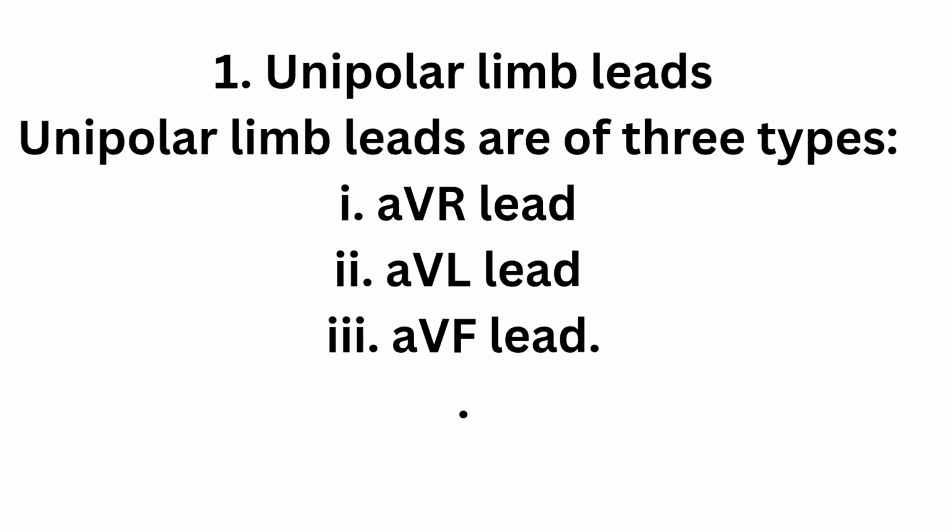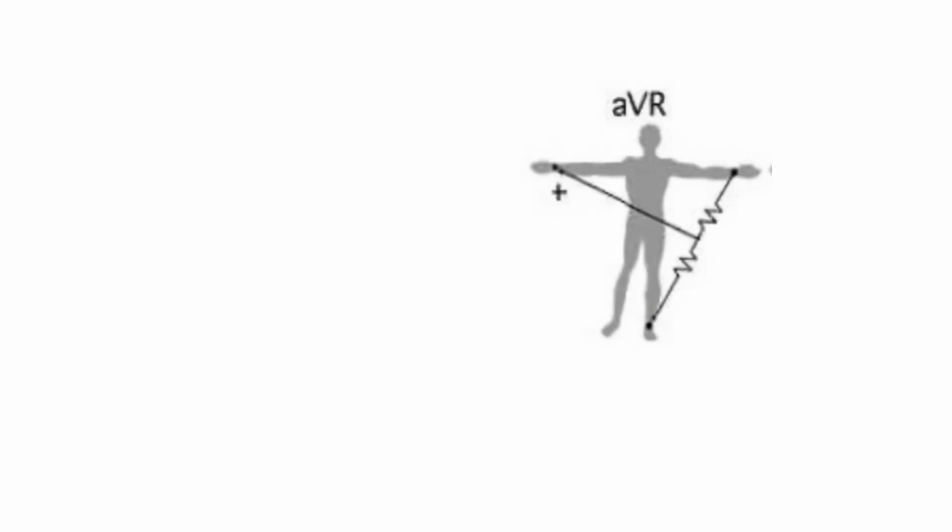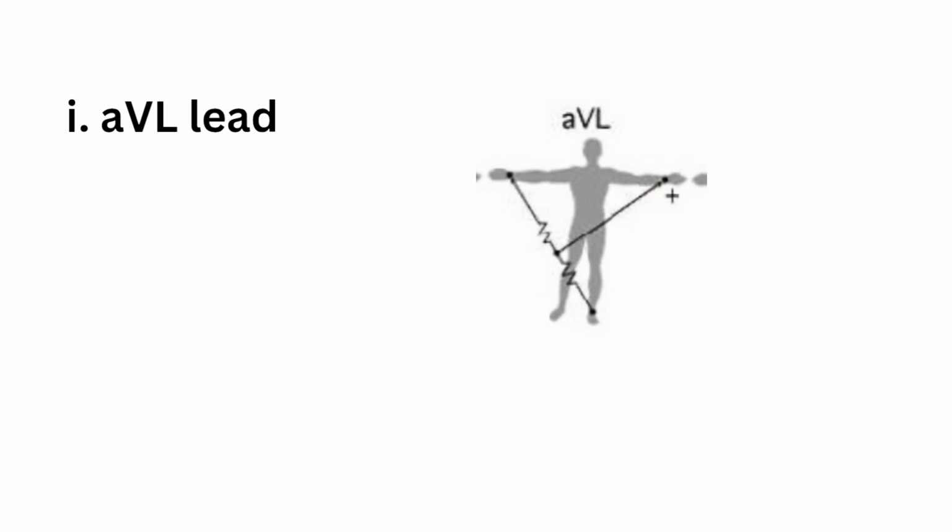In the AVR lead, the active electrode is from the right arm. The indifferent electrode is obtained by connecting the left arm and left leg. In the AVL lead, the active electrode is from the left arm. The indifferent electrode is obtained by connecting the right arm and left leg. In the AVF lead, the active electrode is from the left leg, the foot. The indifferent electrode is obtained by connecting the 2 upper limbs.